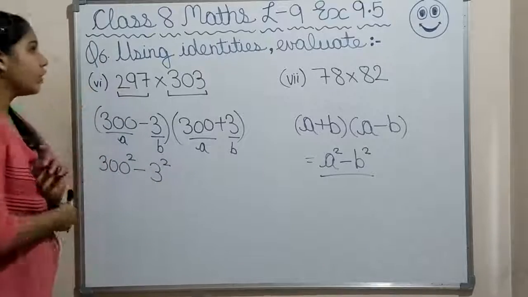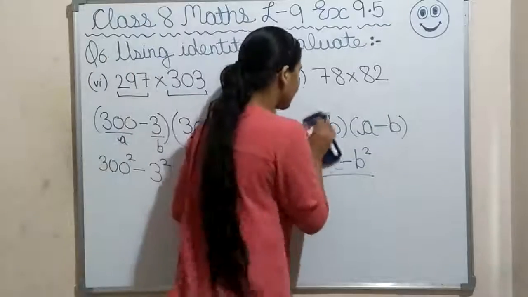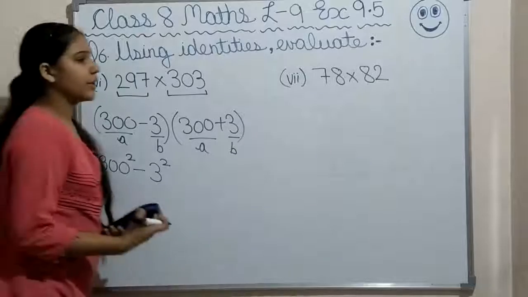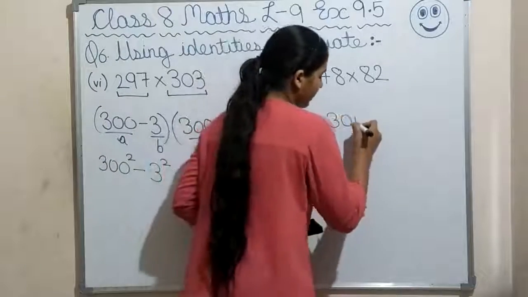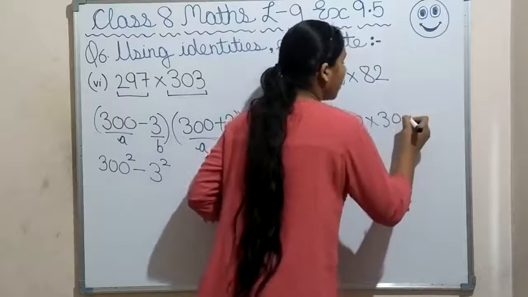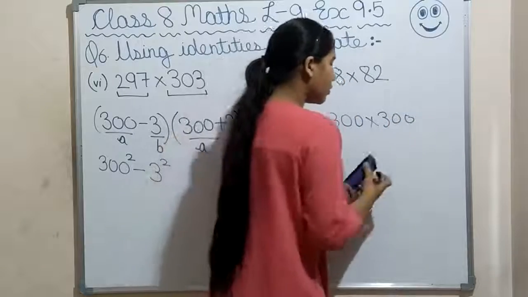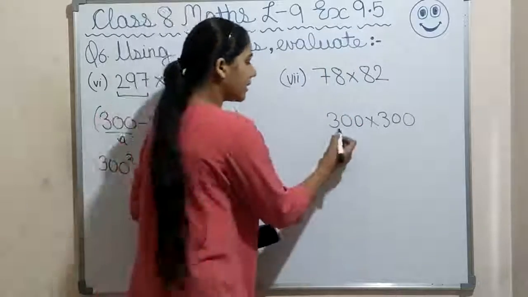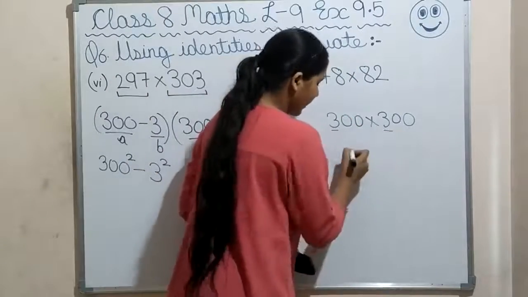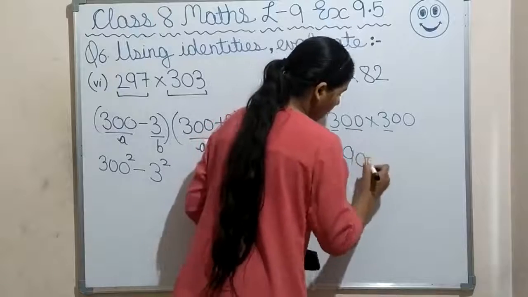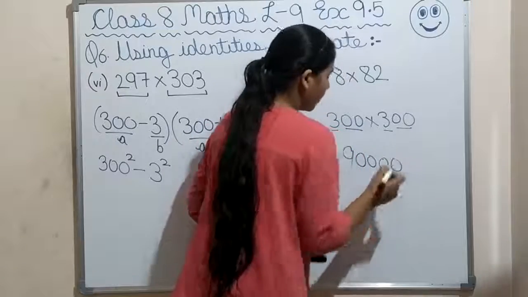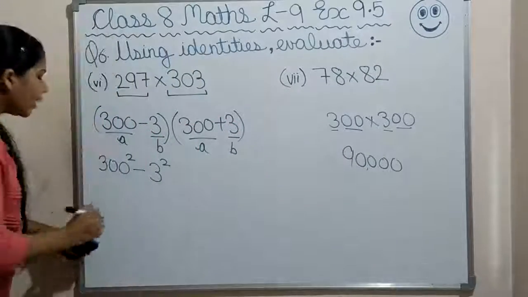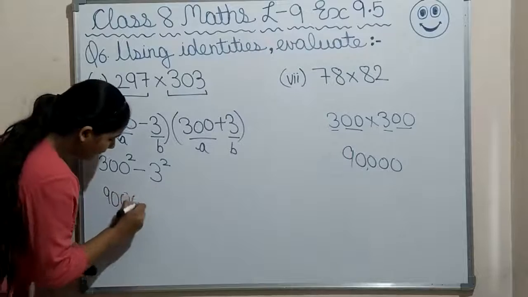Wait, I am going to rub the property because we are going to do the rough part here. So you get 300 square, which you can write as 300 into 300. I am going to tell you a trick here. We multiply the constants, 3 into 3 is 9, and these two zeros and these two zeros, so we get 90,000.